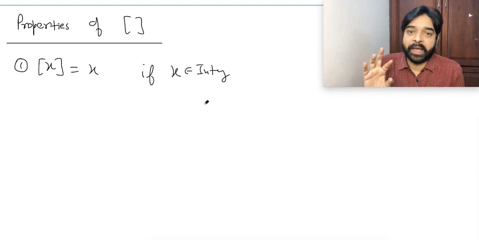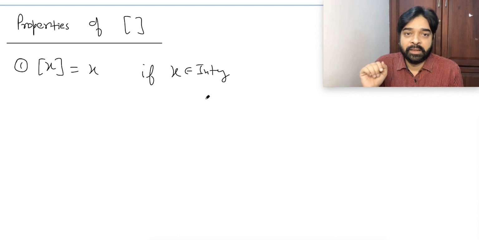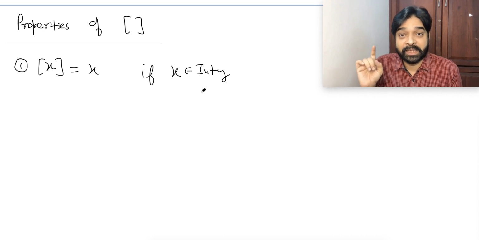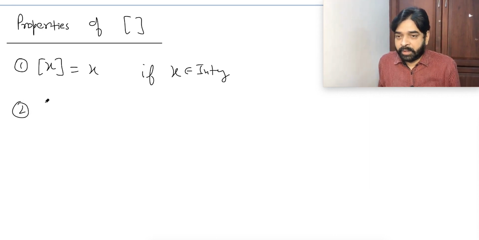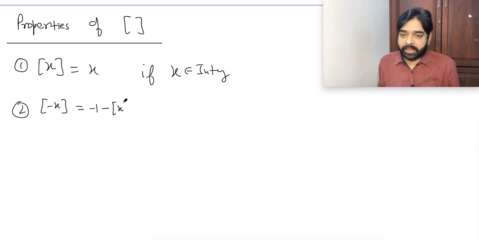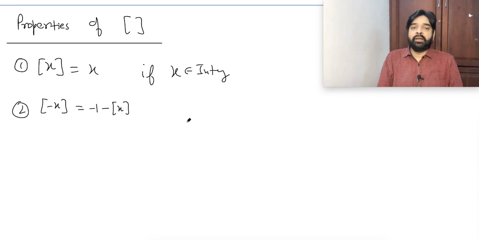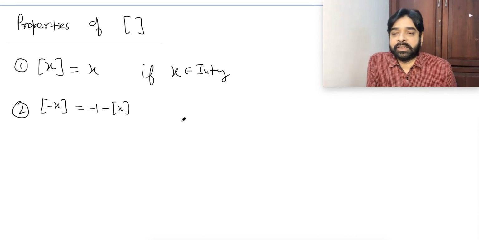One more time, the greatest integer x can be x. What is that? Greatest integer x can be x when x is integer, and one more time it can be x when x approaches infinity. Always keep this in mind. Next one: greatest integer of minus x is equal to minus 1 minus greatest integer x.